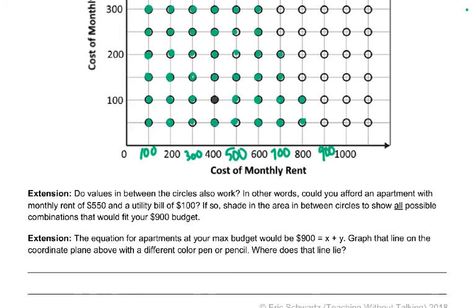Well, let's take a look at the extension question. It says, do values in between the circles also work? Because right now we're only focusing on the specific whole increment coordinate points, like in hundreds. In other words, could you afford an apartment with a monthly rent of $550 and a utility bill of $100? Well, let's look for where that would be. So $550 rent would fall somewhere around here. And a utility bill of $100, that would take me right there. So is that less than $900 altogether? Yeah, that only brings us what, to $650?